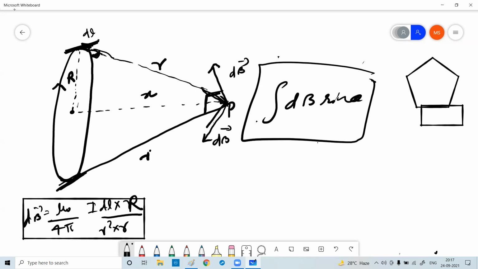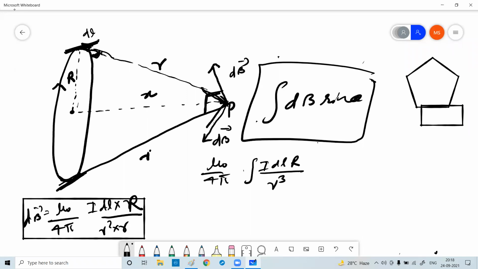So substitute, what is sine theta? I told you what theta is here. Theta is 90. Yes or no? So sine theta will be 1, so what are you left with? You are left with I dl R divided by R cube, and mu naught by 4 pi is already outside. Clear? Any doubts here?